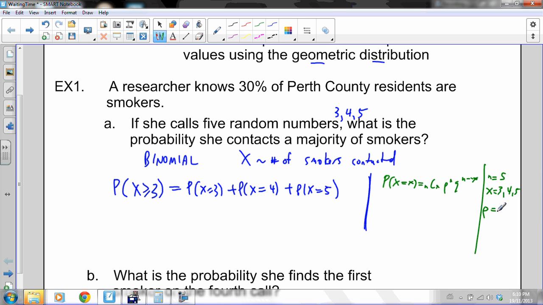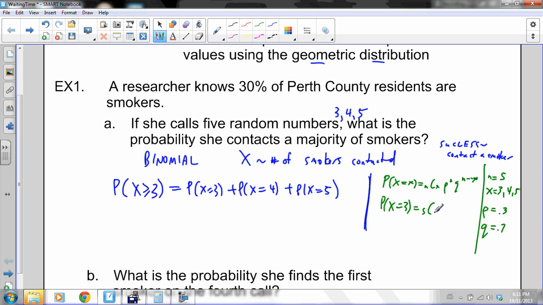Probability of success. Success is, well, I guess we should define that, shouldn't we? Success is contacting a smoker. Because then we can talk about the probability of success, right? So the probability of success, 30% of them are smokers, is 0.3. Then the probability of failure is 0.7, and just subtract that from 1. And then I'll show you an example of one of the calculations, and then you can do the rest.